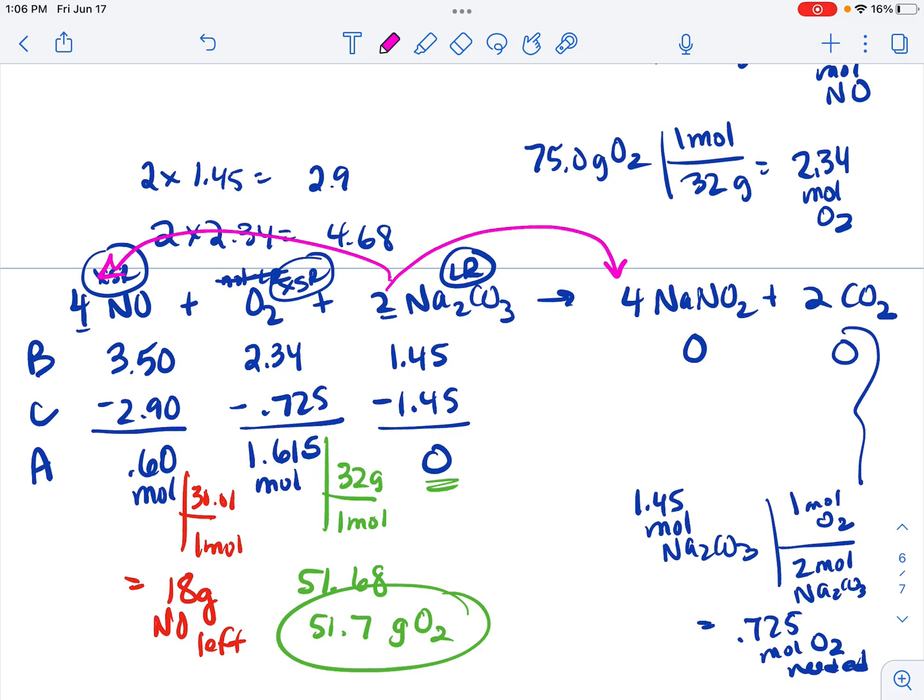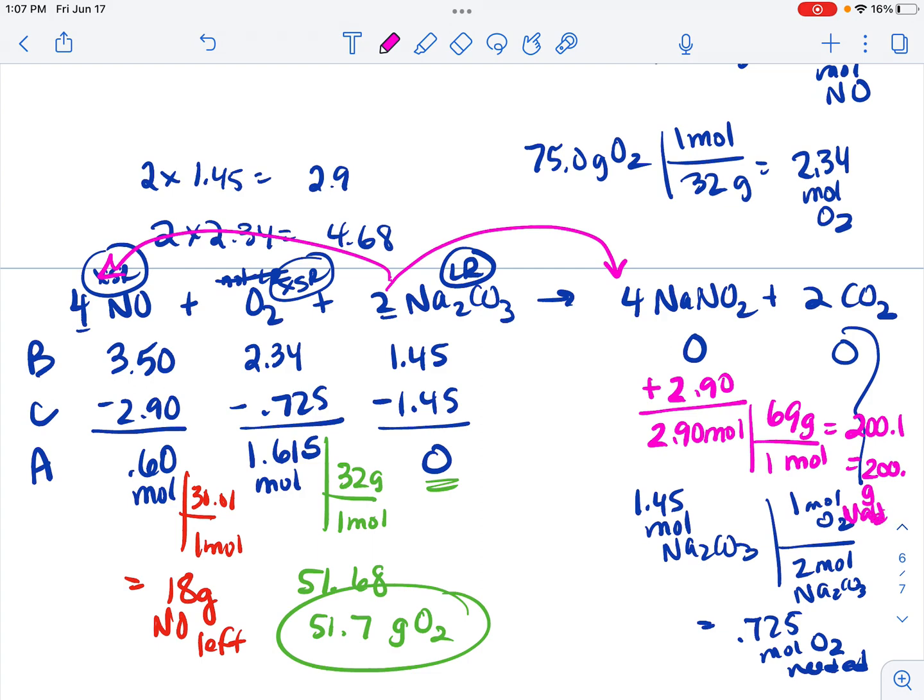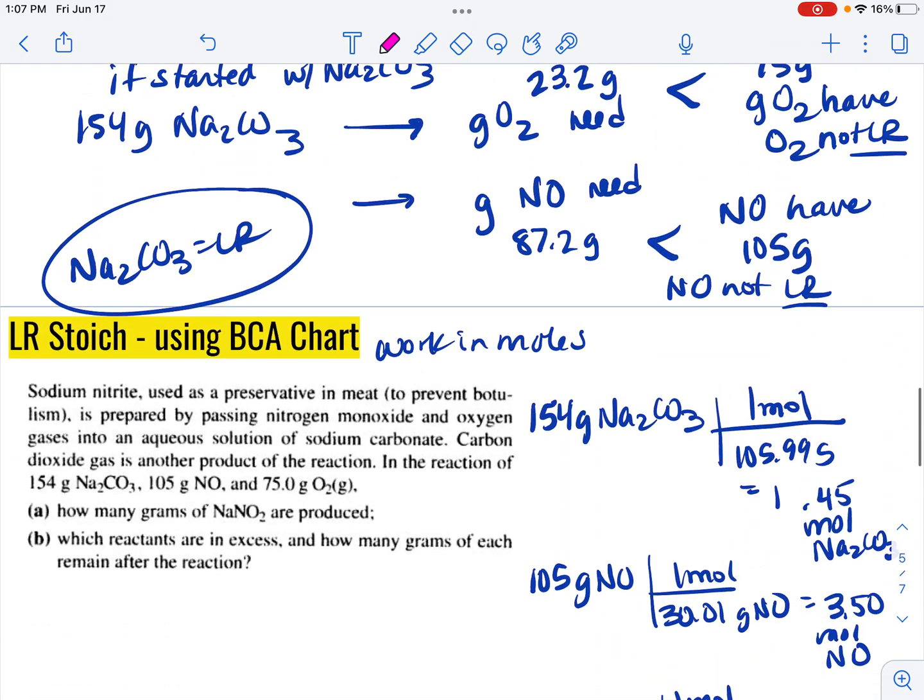It's also the same as this. So this is really easy. If that used 2.9 moles, then this is going to add 2.9 moles, which gives me 2.9 moles. And I can convert that to grams really quickly of NaNO2 at 69 grams per mole, and that tells me 200.1, or 200 with a decimal, grams of NaNO2 formed, right? So I can answer all of their questions using my BCA chart.